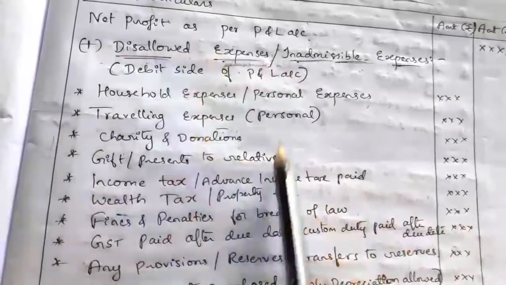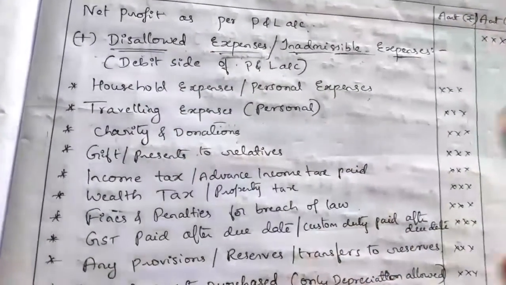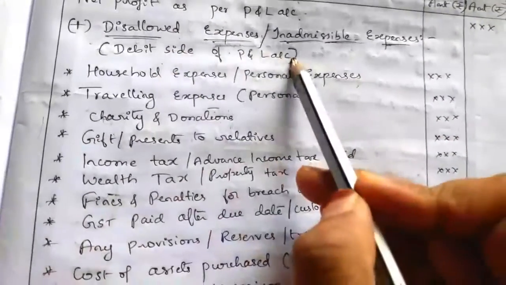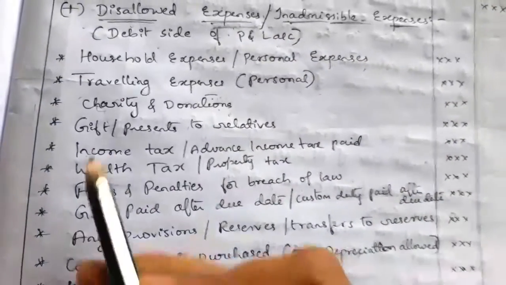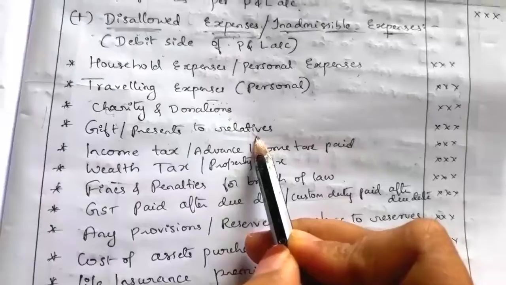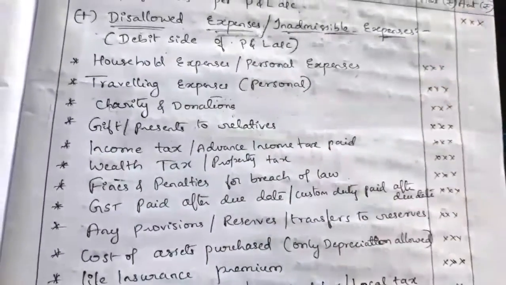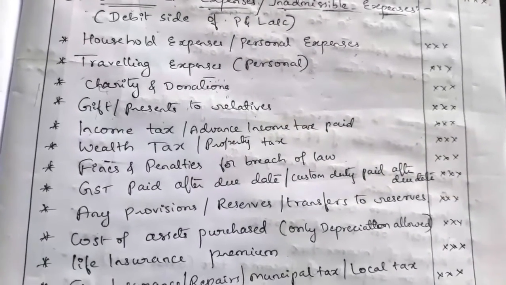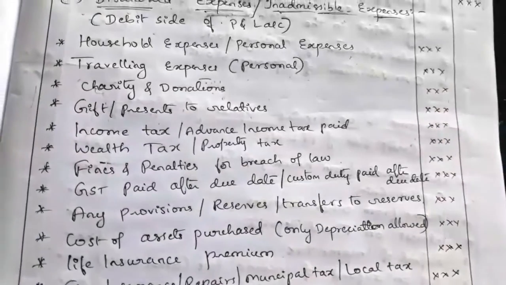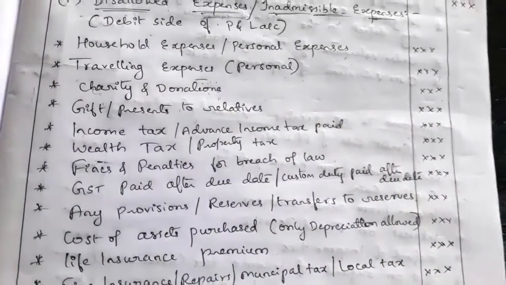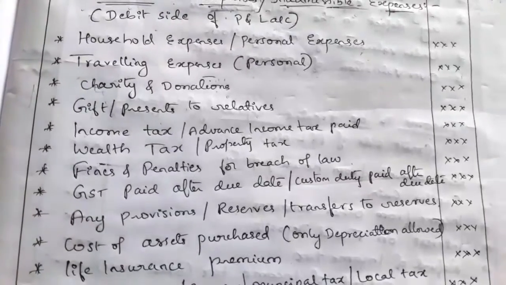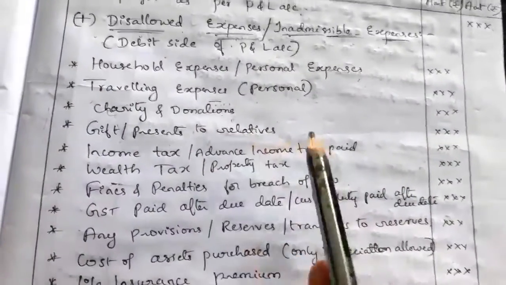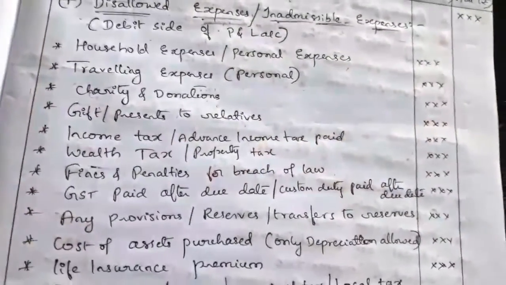So in order to cancel this disallowed or not related, inadmissible expense, we have to add it back. So charity and donation, if recorded on the debit side of the profit and loss account, we have to add it back. Then any gift or present given to relatives. If a taxpayer engaged in business activity has given a gift or presents to his relatives, then it is disallowed. He has given a gift by his own interest. It is not relating to any of the business expenses. So it is disallowed, so we have to cancel it. To cancel, we have to add it back.